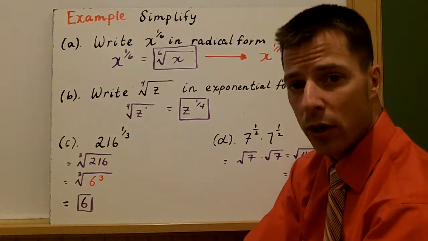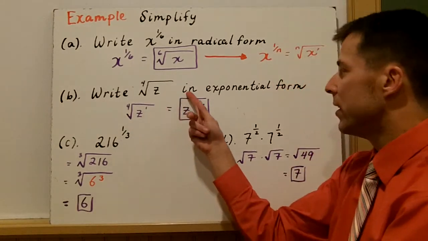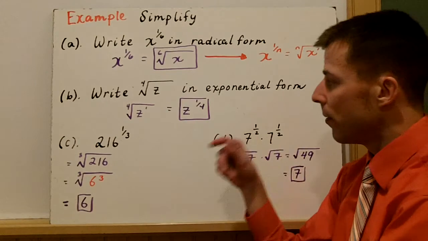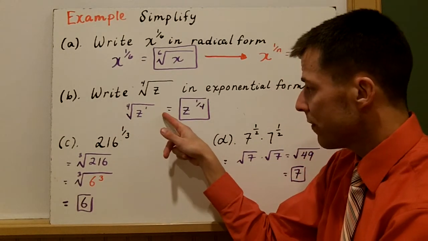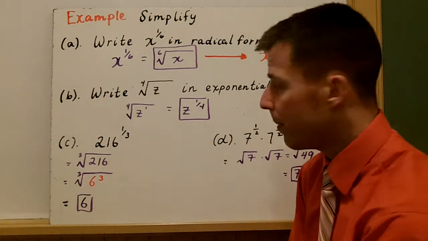In number 2, we're going to go backwards. We're going to start with the radical, and then we're going to put this in exponential form. So we have the 4th root of z to the 1st. So the 4th root of z to the 1st is equal to z to the 1/4 power.